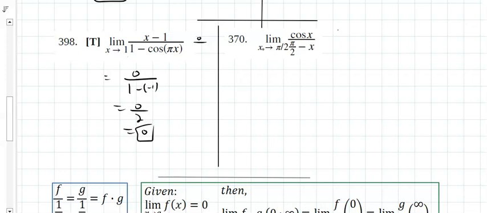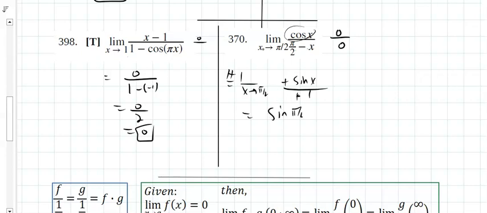Here, pi over 2. Cosine of pi over 2 is 0. Pi over 2 minus pi over 2 is 0. By L'Hopital, that's the limit as x approaches pi over 2. The derivative of cosine is negative the sine of x. And the derivative of the denominator is negative 1. And if you throw that in, that's the sine of pi over 2, which is a 1.